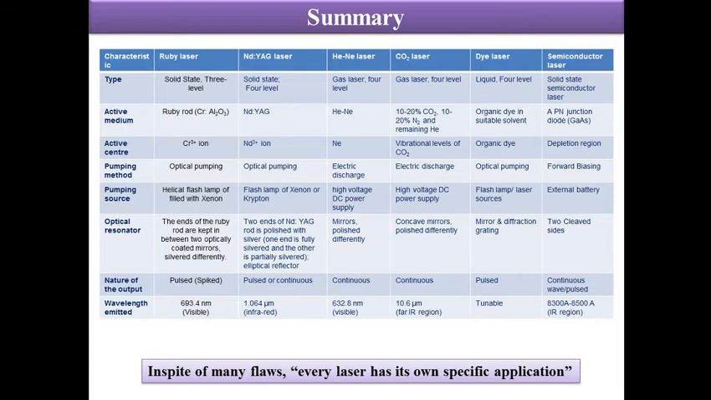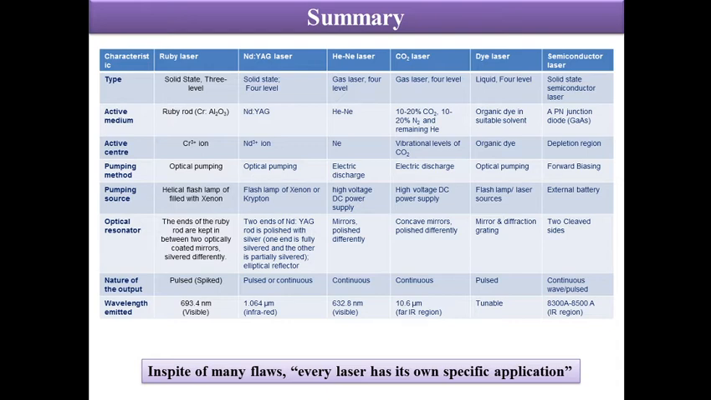This table shows a summary of all the laser systems, and this column shows the characteristics where we talk about the type of laser, active medium, active center, pumping method, pumping source, optical resonator, nature of the output, and wavelength emitted by the laser. Here I am comparing the solid state lasers, which are ruby laser and Nd:YAG laser, gas lasers, which are helium neon laser and CO2 laser, liquid laser, which is a dye laser, and the semiconductor laser.